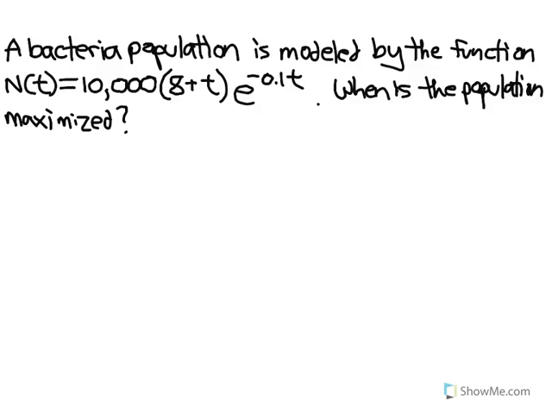We have a past Math 1505 exam problem here, so let's read it. A bacteria population is modeled by the function n of t equals 10,000 times (8 plus t) times e to the negative 0.1 t. When is the population maximized?